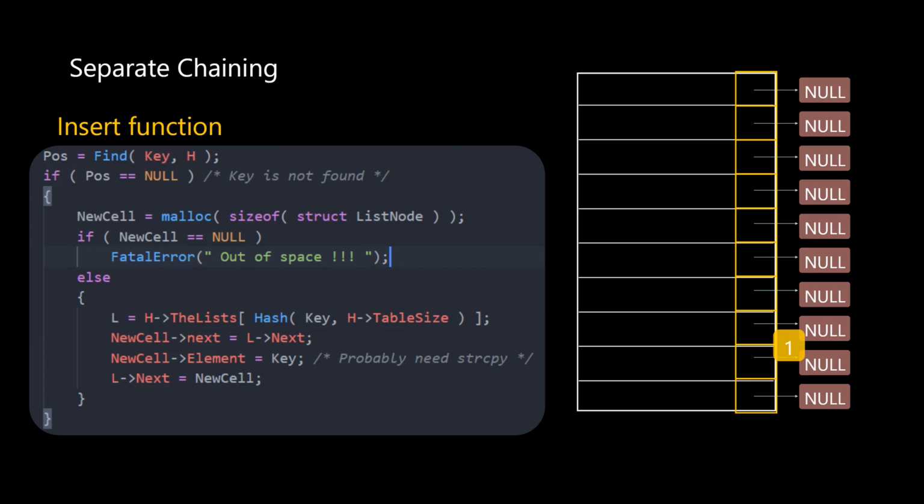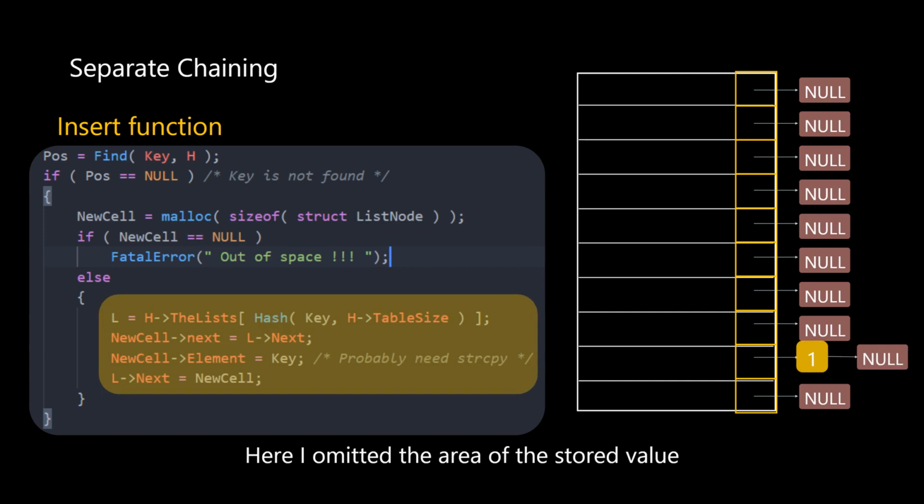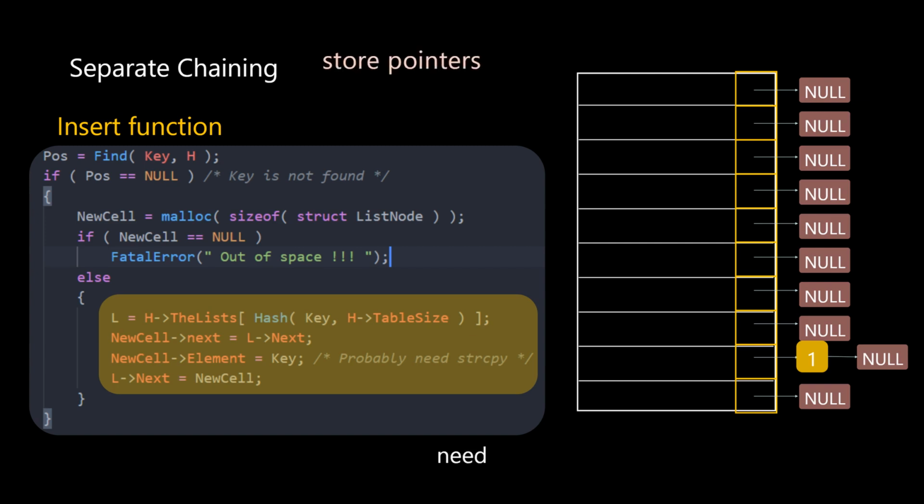Next is the insertion code. After the search, if it is null or empty, it starts to allocate a new node in the linked list and insert it at the end. Here, I omitted the area of the stored value and the next pointer of the new node. In fact, in addition to the linked list, other things are also possible. Just as the hash function has tried to avoid conflicts, a simple linked list is enough. However, the disadvantage of this method is the need to store pointers and dynamic allocation, which requires much time.